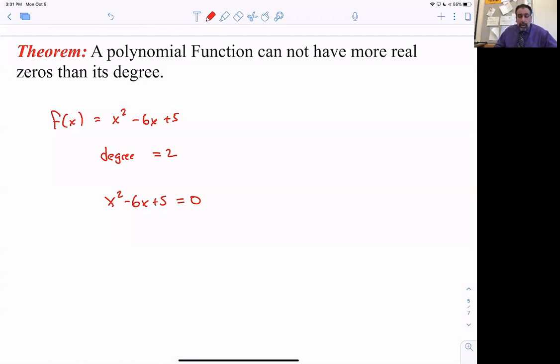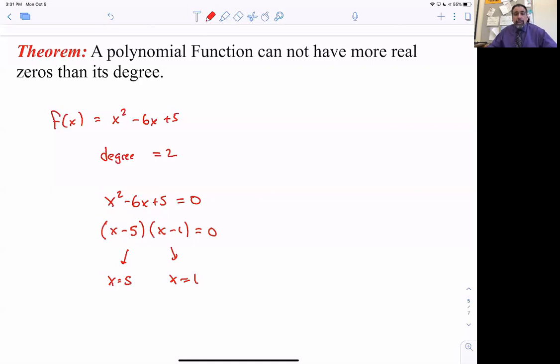So when we go to solve this, we know that if we find 2 solutions, that's going to be the end of it. In this case, you're going to find that this factors very nicely right away, x minus 5 and x minus 1. So you can see that you get one solution of x equals 5. You get another solution of x equals 1.